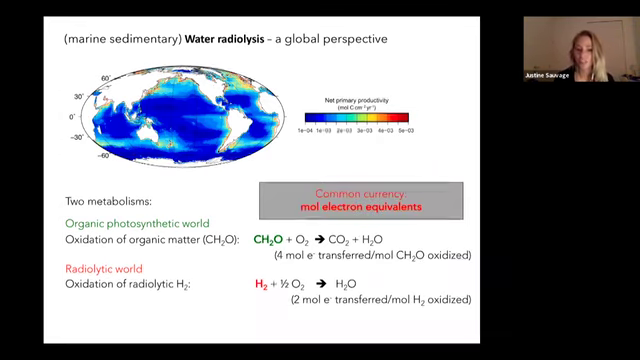So we're really taking those two metabolic processes, the oxidation of organic matter versus the oxidation of radiolytic hydrogen, to generate energy for the microbes, because those two metabolisms involve different reactions. If you want to directly compare them, it's important that we work with the same currency: how many electrons are being transferred by performing this metabolic reaction. So every calculation I'll discuss further is expressed in electron moles transferred per mole of organic matter oxidized or per mole of hydrogen oxidized. That just facilitates the comparison between those two processes.